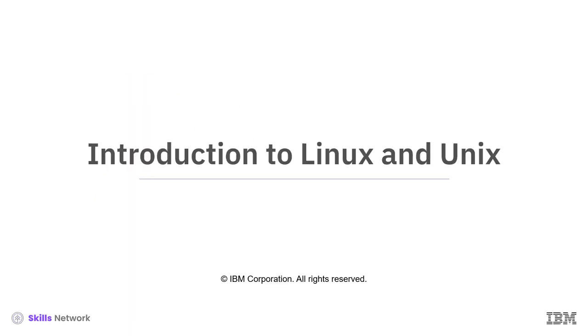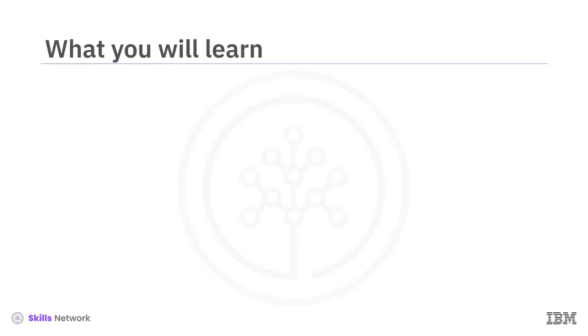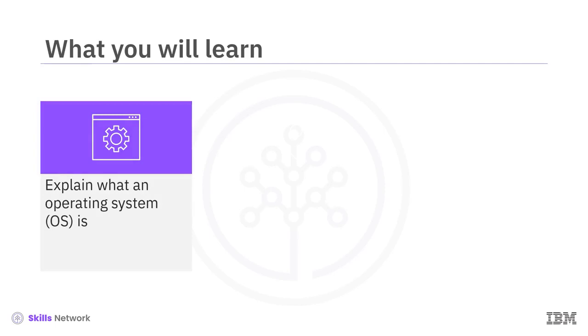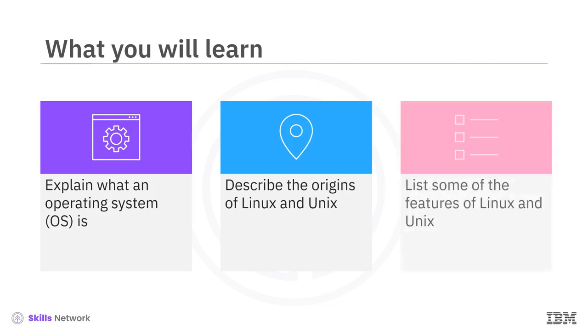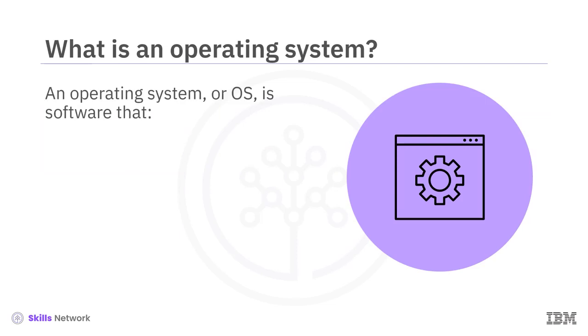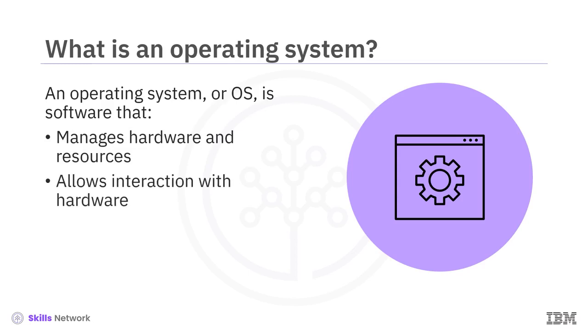Welcome to Introduction to Linux and Unix. After watching this video, you will be able to explain what an operating system or OS is, describe the origins of Linux and Unix, and list some of the features of Linux and Unix. What is an operating system? Well, it's software that manages computer hardware and resources and allows interaction with hardware to perform useful tasks.